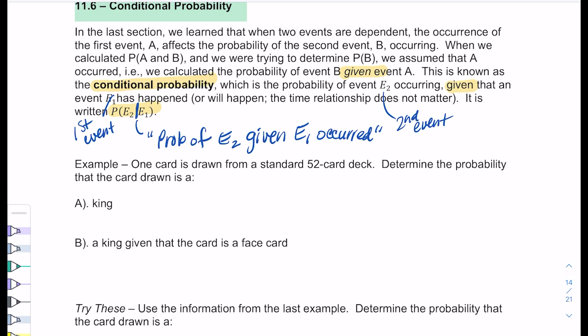Okay, let's look at an example, and we're going to learn about a formula that we can use that will make things a little easier. One of the things we want to keep in mind is if event E1 already occurred, the sample space is going to be reduced. So this part right here reduces the sample space.